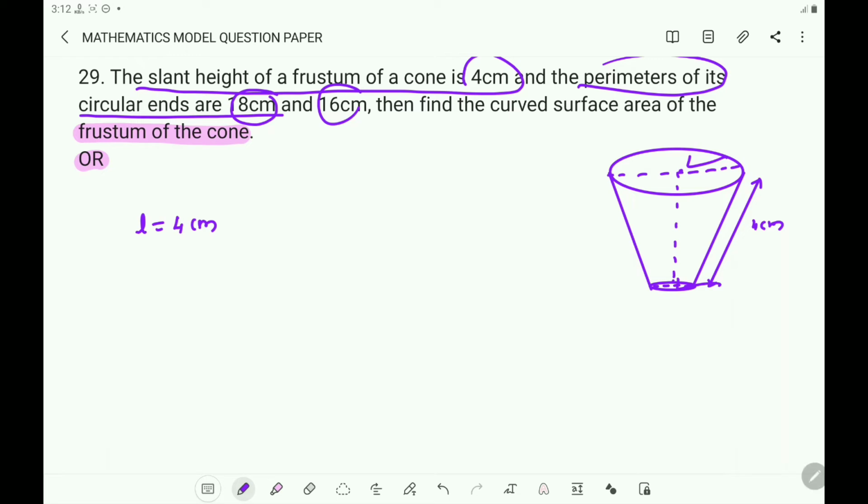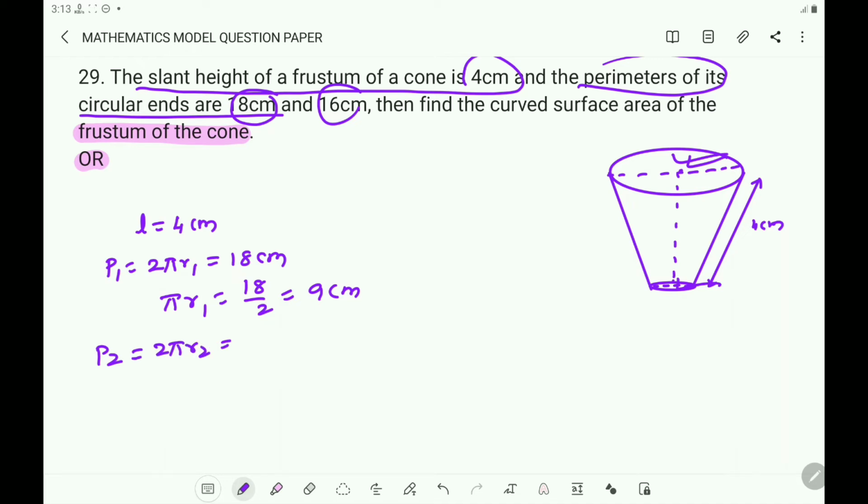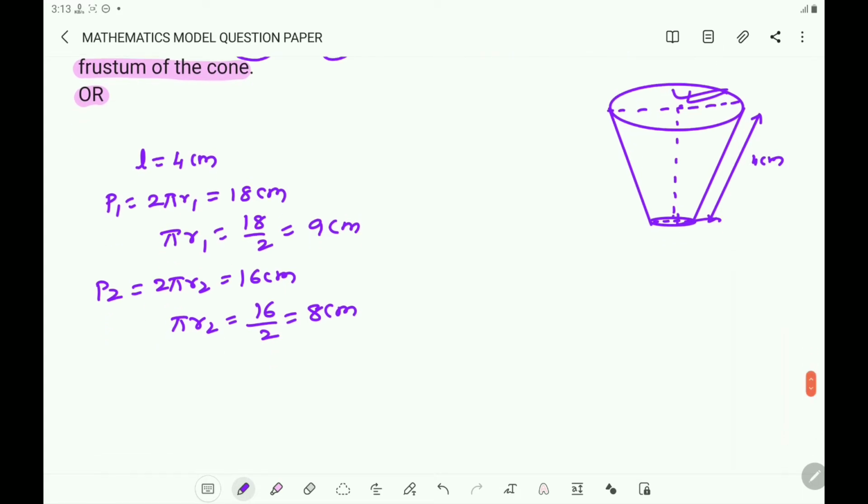One is P1 you take. P1 equals 2 pi R1 which is equals to 18 cm. So then you can write it as pi R1 equals 18 by 2 which is equals to 9 cm. And P2 equals 2 pi R2, other base, that is 16 cm. Then pi R2 is equals to 16 by 2 equals 8 cm.